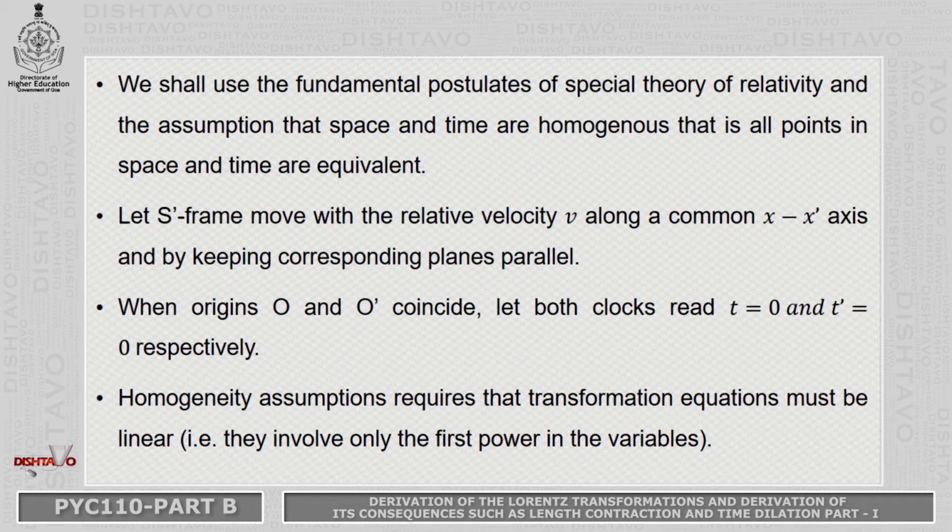We shall use the fundamental postulates of the special theory of relativity and the assumption that space and time are homogeneous, that is, all points in space and time are equivalent. Let the S dash frame move with the relative velocity v along a common x axis, keeping the corresponding planes parallel. When origins O and O dash coincide, let both the clocks read time t equal to 0 and t dash equal to 0 respectively. Homogeneity assumptions require that transformation equations must be linear. That is, they involve only the first power in the variables.